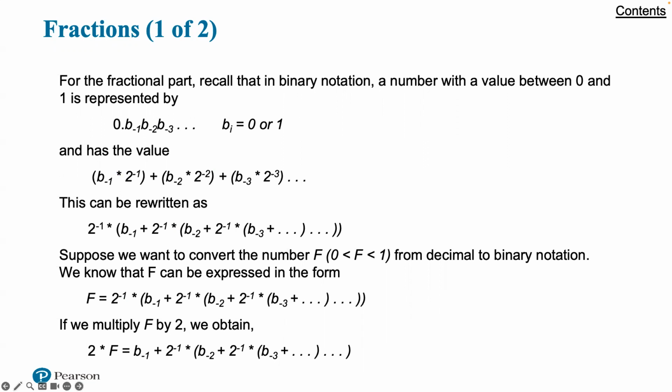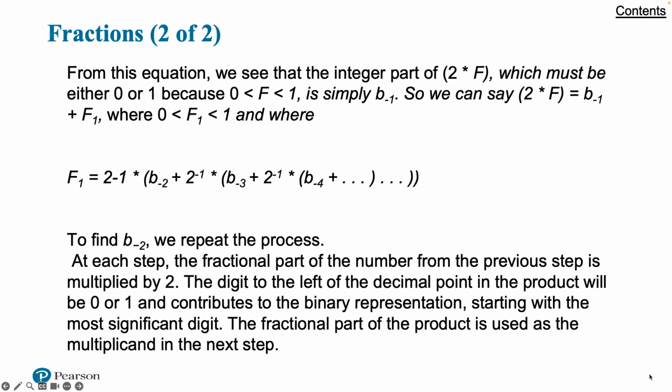Suppose we want to convert the number f, where f is greater than 0 and less than 1, from decimal to binary notation. We know that f can be represented in the form as we're showing here. If we multiply f by 2, we obtain the following. And let's go ahead and continue on in the next slide here.